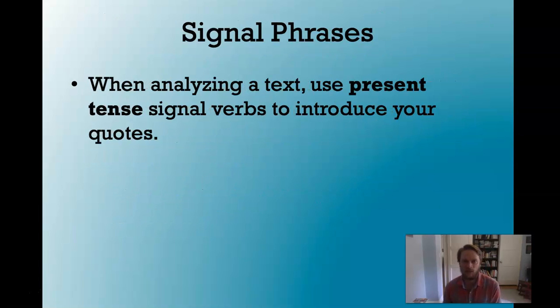Alright, so more on signal phrases. When analyzing a text, use present tense signal verbs to introduce your quotes. So for example, use a signal verb like argues rather than past tense argued, or future tense will argue. Use present tense argues.